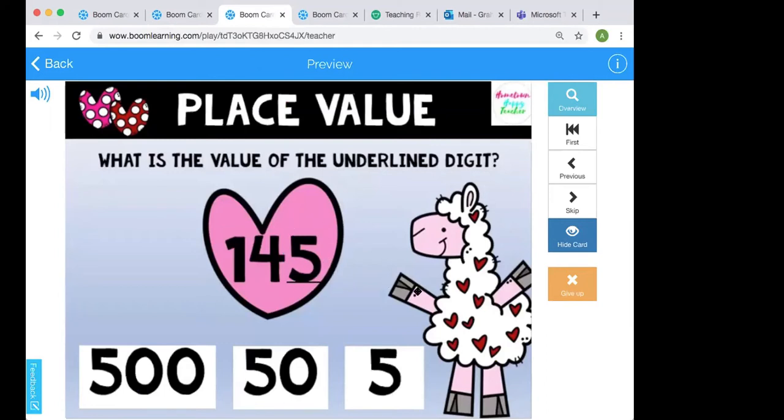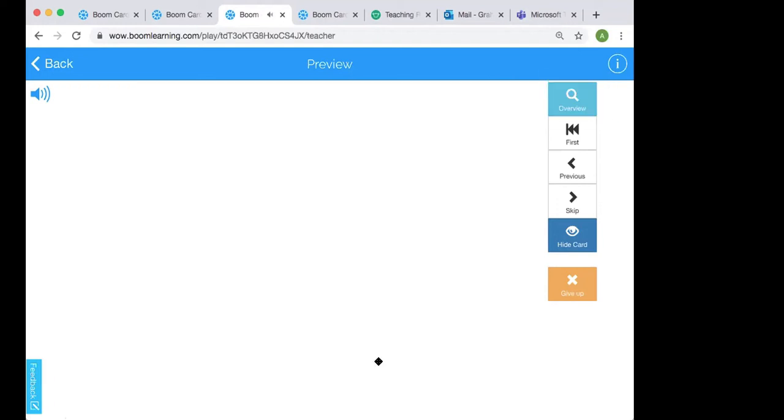Okay, so I see that the 5 is in my ones place in this number, right? Good. Okay, so I have to decide if the 5 is representing 500 or 50 or 5. So take a minute, think about it. I think in this problem, the 5 is representing the ones. So I'm going to just do the number 5. There are 5 ones in this number. Yay!